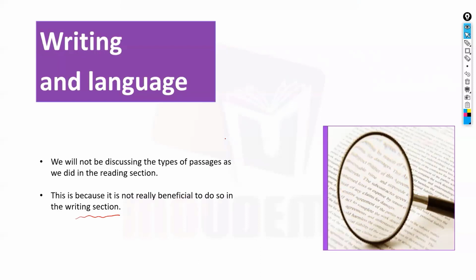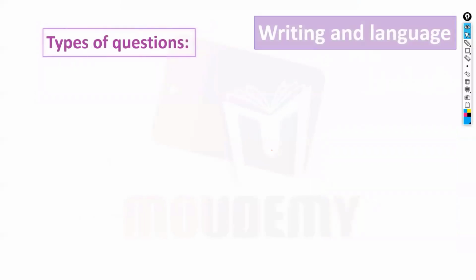Of course, you can look it up on the College Board or the internet in general. You can just write SAT writing and language section, for example, types of passages or types of questions. You can look it up on the internet, but for this presentation we won't go through the unnecessary information. Let's continue.